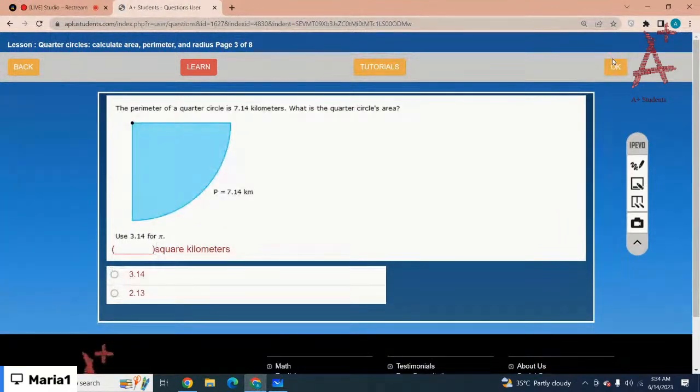Okay, the perimeter of the circle is 7.14. You are given the perimeter. What is the quarter circle's area? You have to calculate the area. Got it? Okay, you have to calculate the quarter circle area. First, you have to find the radius from the perimeter, and then you have to calculate the area. You are given the perimeter 7.14.